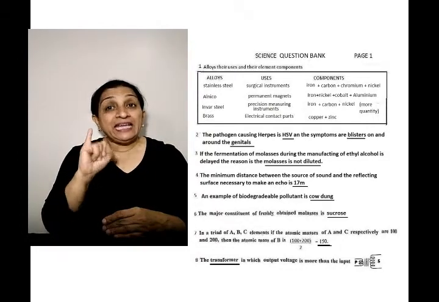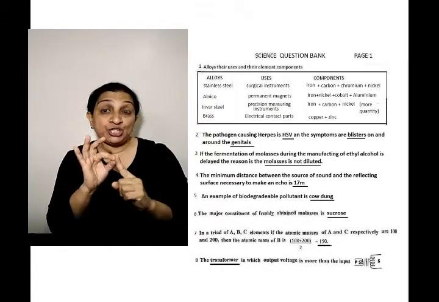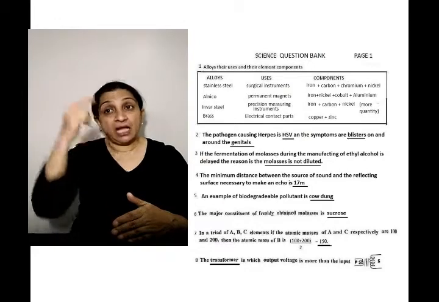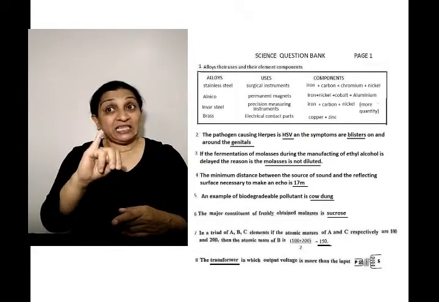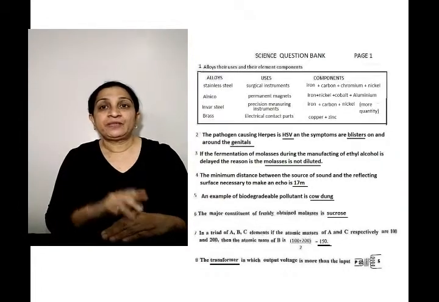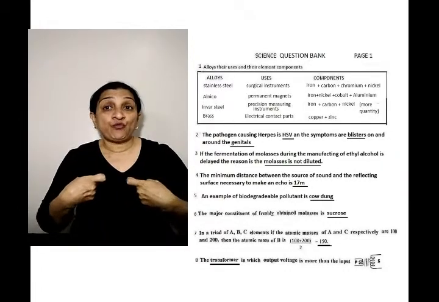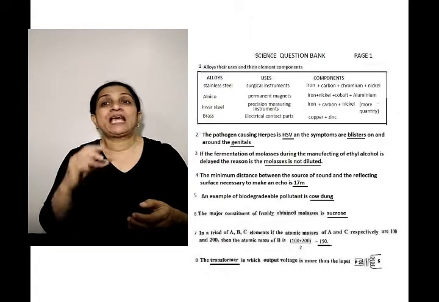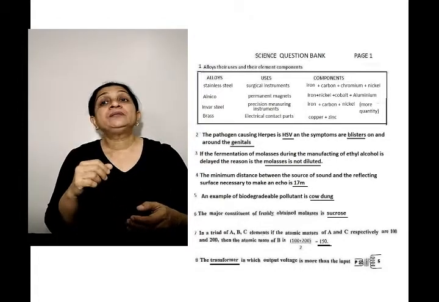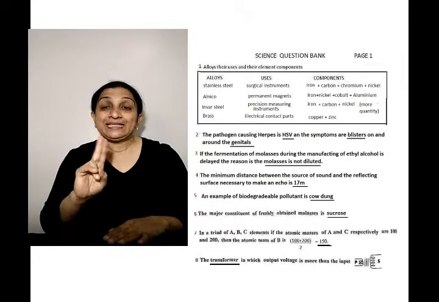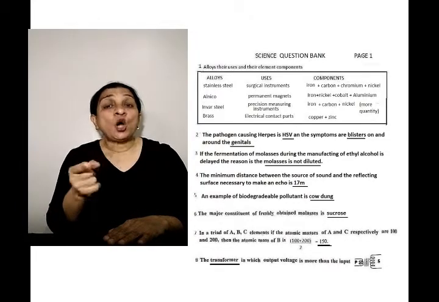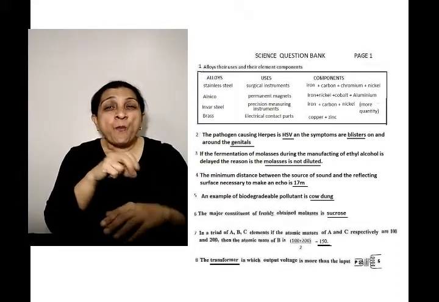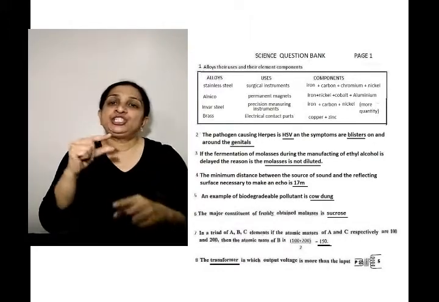Third, you have invar steel, that is for precision measuring instruments. The components are iron, carbon, nickel, and nickel is in more quantity. And last you have brass, that is used for electrical contact parts. The components are copper and zinc. Second, the germ that causes herpes is HSV and the symptoms are blisters around the genitals.